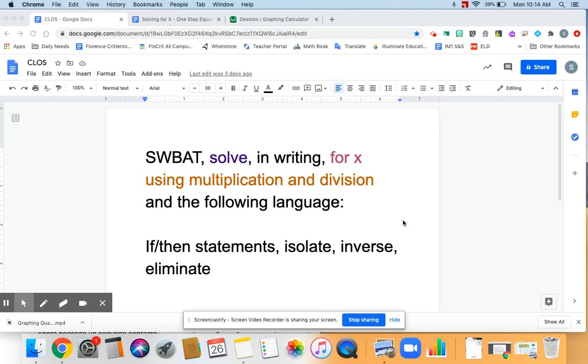The CLO for this lesson is that students will be able to solve in writing for x using multiplication and division, as well as the following language: if-then statements, isolate, inverse, and eliminate. So, in your own words, what do you think you're going to learn how to do in this lesson?